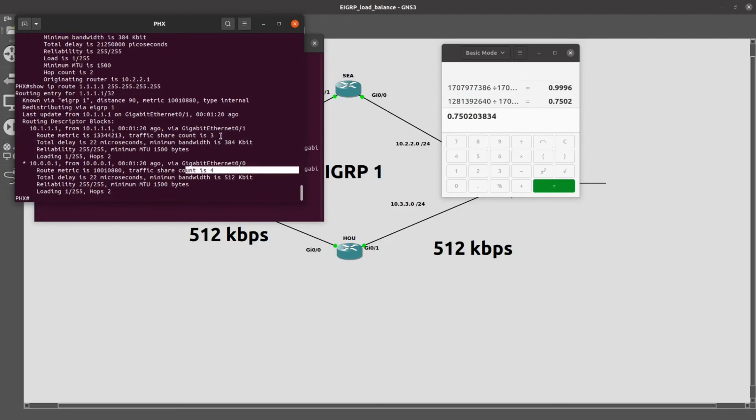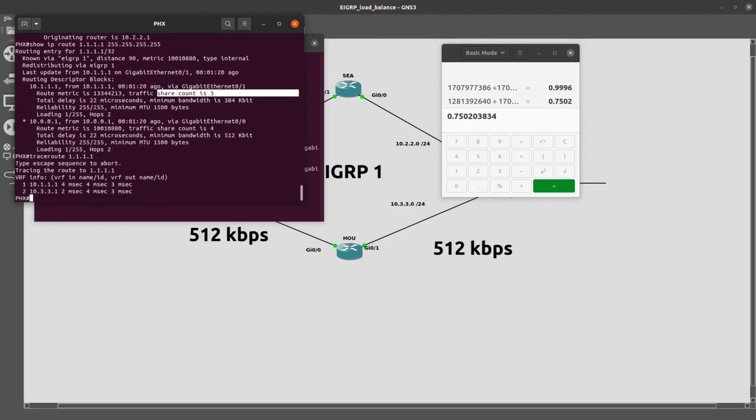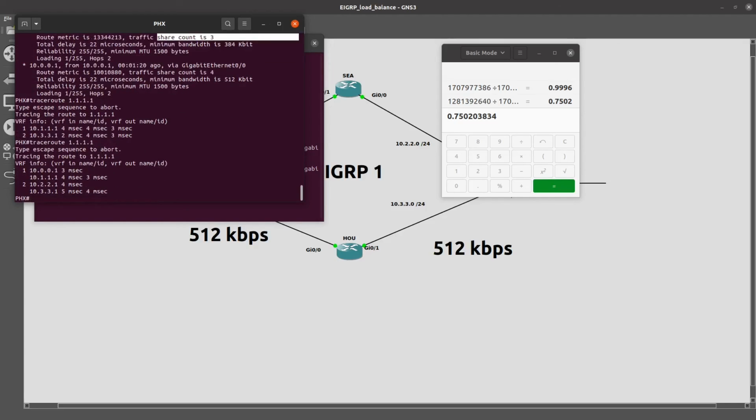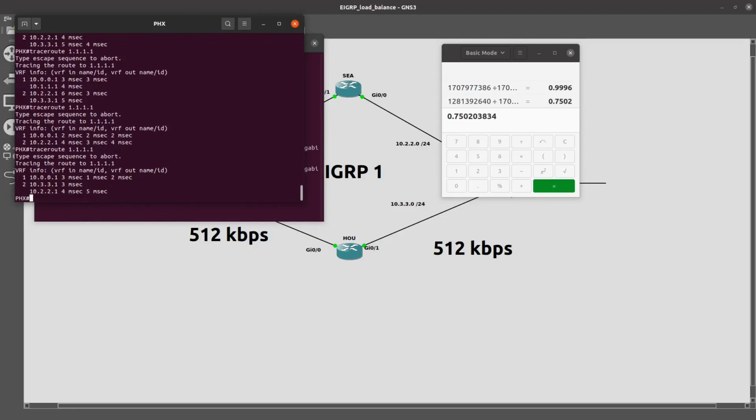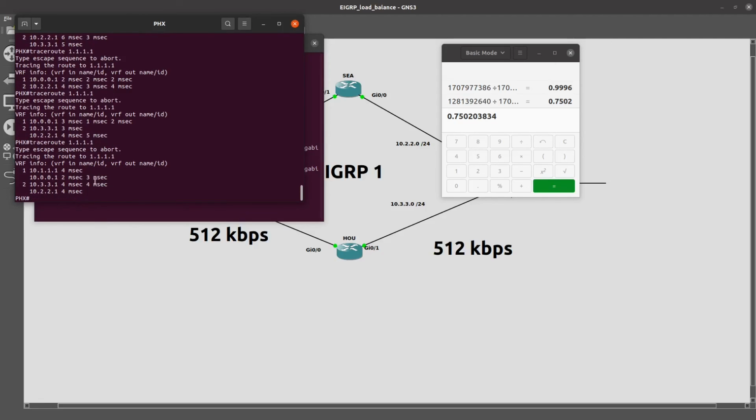Share count is 4, share count is 3. So that means we have a 3 to 4 ratio here. So that means we are doing unequal load balancing. So if we do trace route, look at that. One wing here, one wing here as the next hop. So as you can see, we are doing unequal load balancing, guys. So that's good. That's good news.